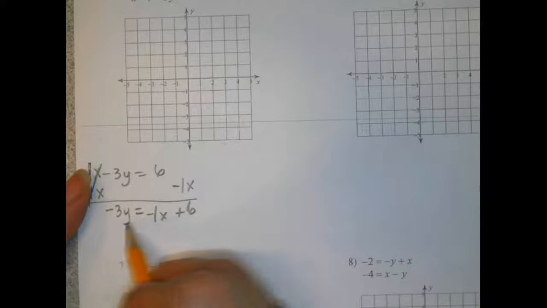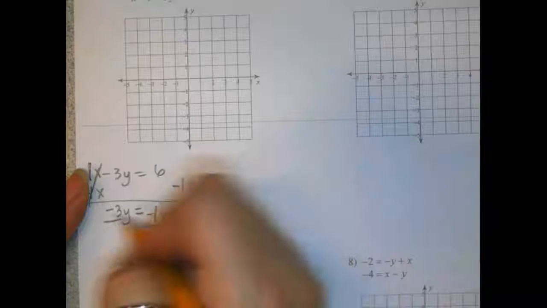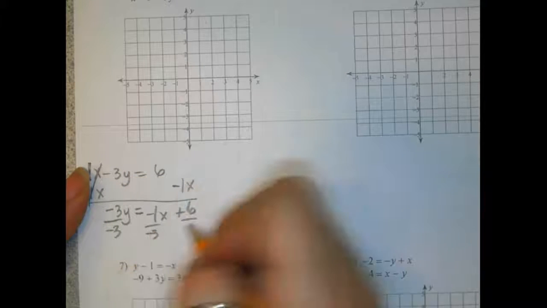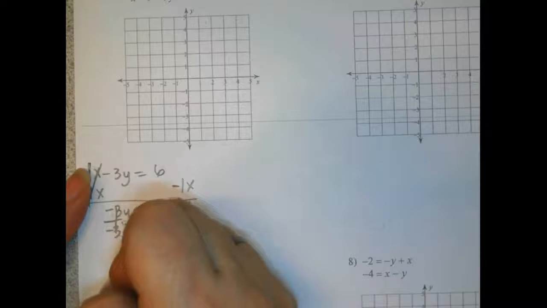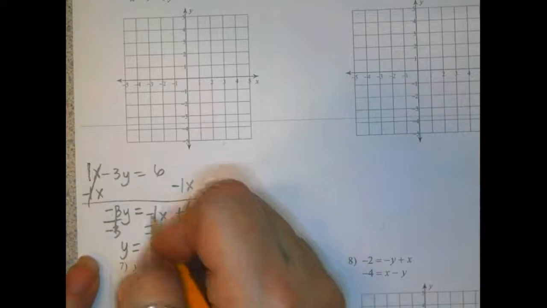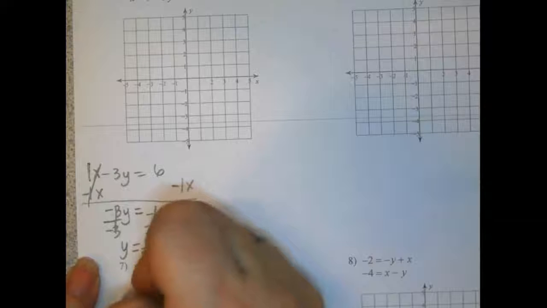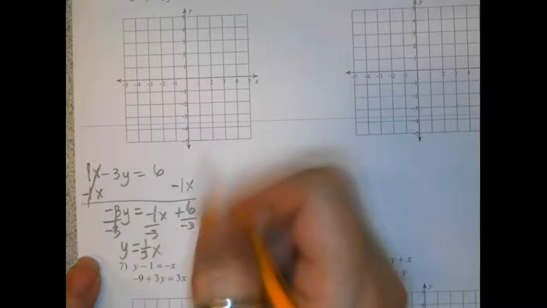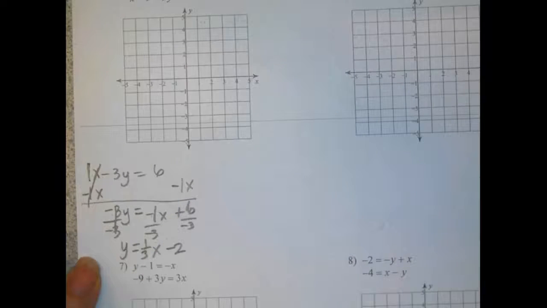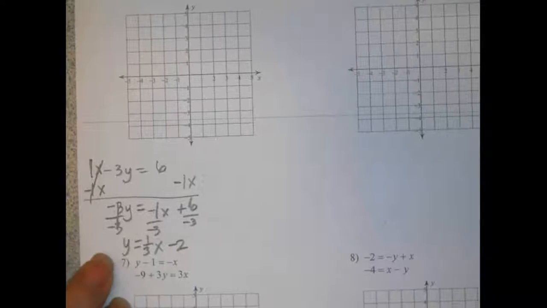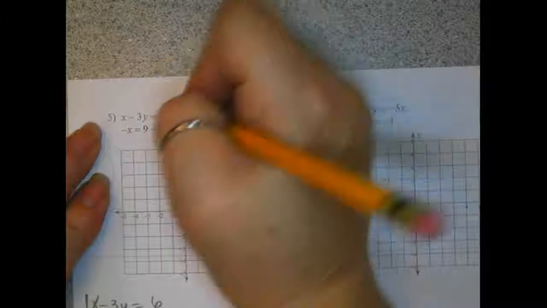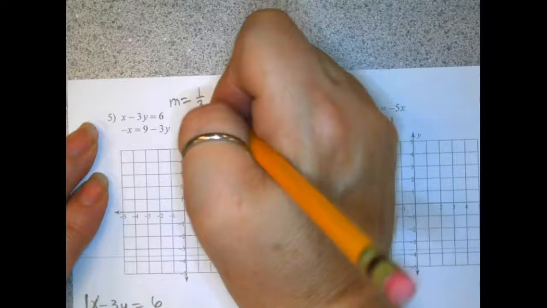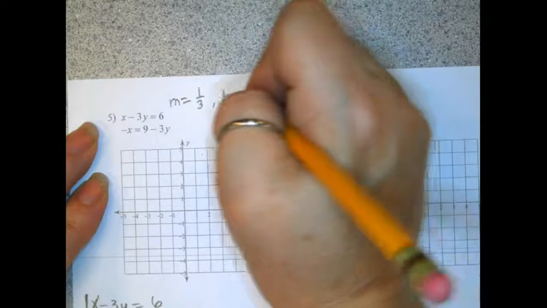I want my y all by itself. I'm going to undo this operation by using the inverse of multiplication, which is division, and divide everything by a negative 3. So my equation is now y is equal to negative divided by a negative gives me a positive 1/3 x, 6 divided by a negative 3 is a negative 2. So I'm going to put my slope and my y-intercept up here above. My slope for this problem is a positive 1/3, and my b, or my y-intercept, is a negative 2.